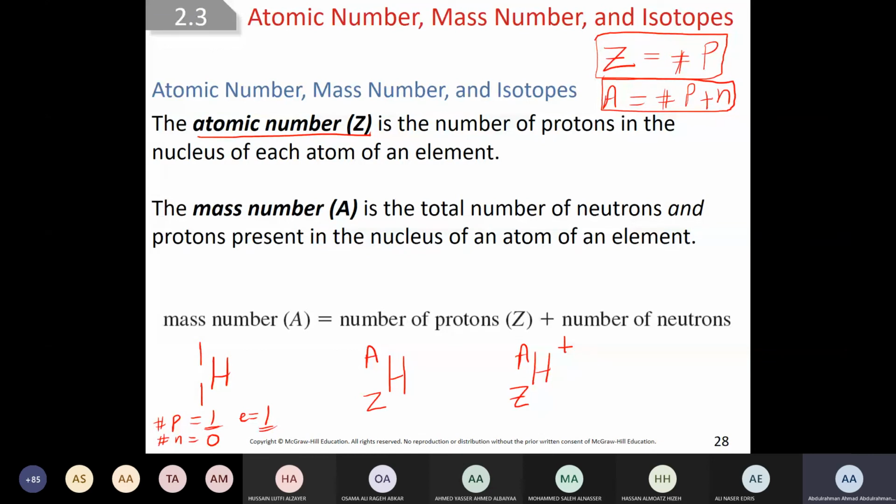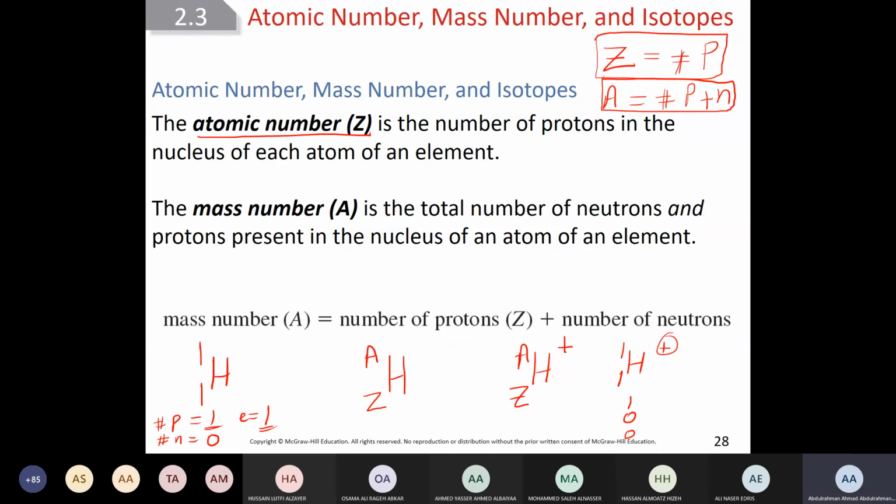How about in this case, again H, I will write something else now. H, 1, 1, and plus 1. How many protons? 1. Neutrons? 0. How many electrons? 0. Why? Because I lost 1 electron. Is this clear? Good.